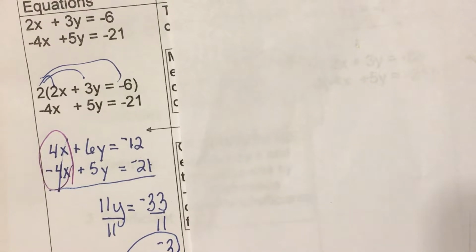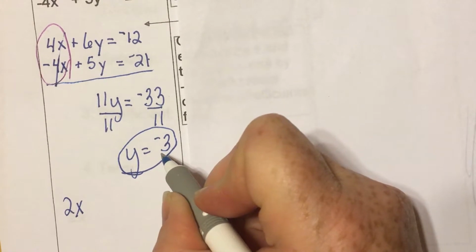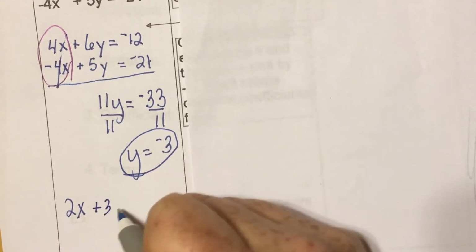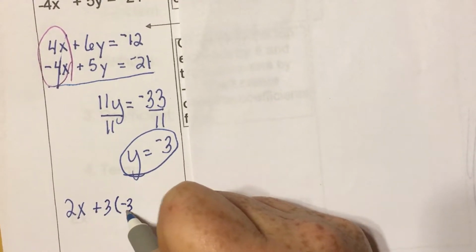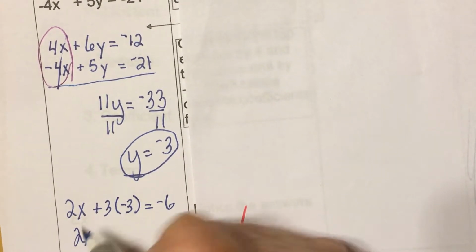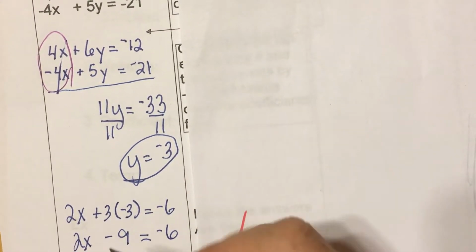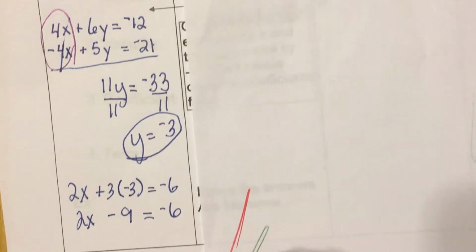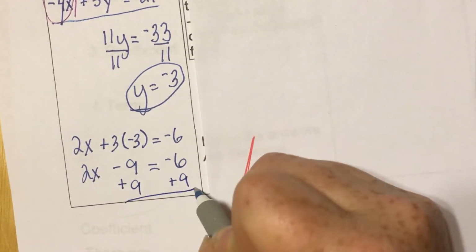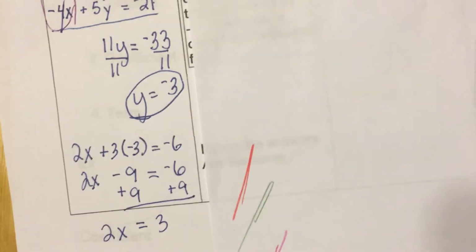So 2x, make sure I don't put that negative 3 in for the x because I want it to go in for the y. The original problem was 2x plus 3y, so instead of y, I'm going to use negative 3 equals negative 6. When I put that together, I have 2x, 3 times negative 3, that's negative 9, equals negative 6. Now, I finish the problem on the variable side. So when I do that, I'm going to add 9. That leaves me with 2x equals negative 6 plus 9 is 3.